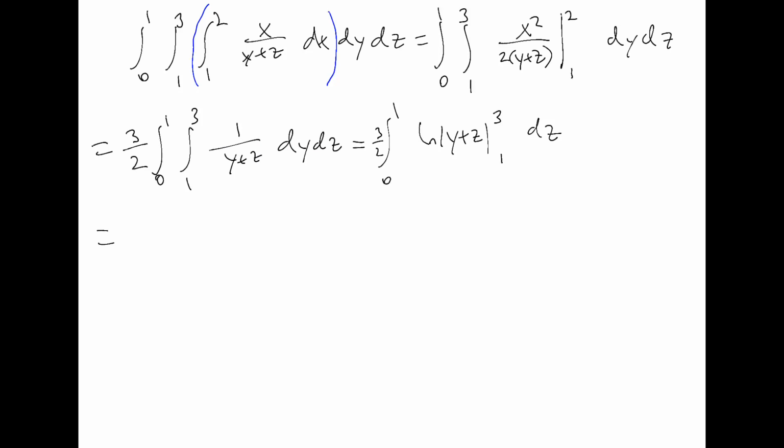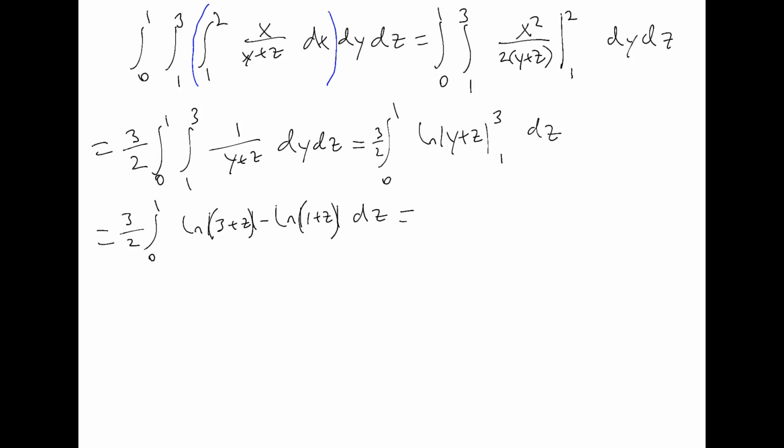Okay, let's continue. So let's plug in these two values. So I get the log of the absolute value of, remember these are values for y, so we get 3 plus z minus the log of the absolute value of 1 plus z dz. Okay, at this point it's slightly convenient to note that we have 3 plus z, and z is between 0 and 1, and 1 plus z, and z is between 0 and 1. So all these things are positive, so we may as well not use absolute value, but just use brackets, because it's all positive anyway.